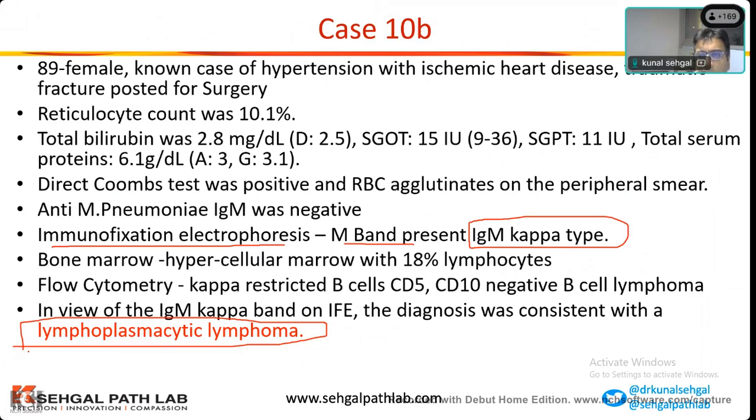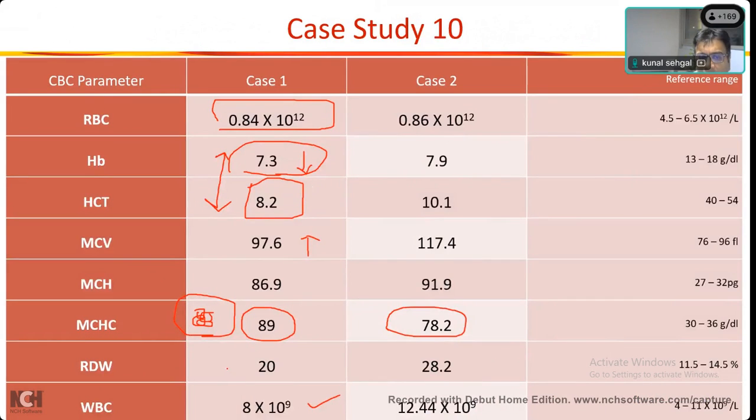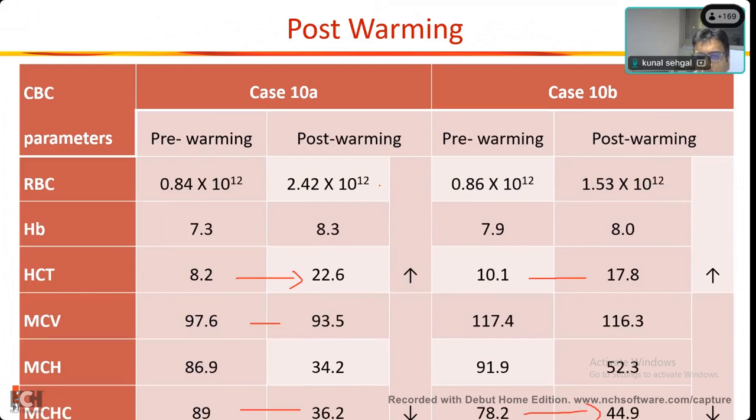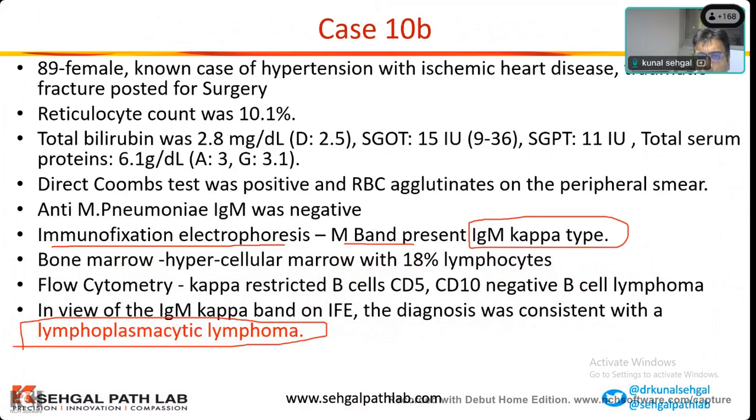Okay. So, these are just 2 examples to show how looking only at the CBC and its indices, you could pick up cold agglutinin disease, confirm it on the smear, incubate the sample, look at the difference, take the history, and look at potential causes and work that up. Okay.